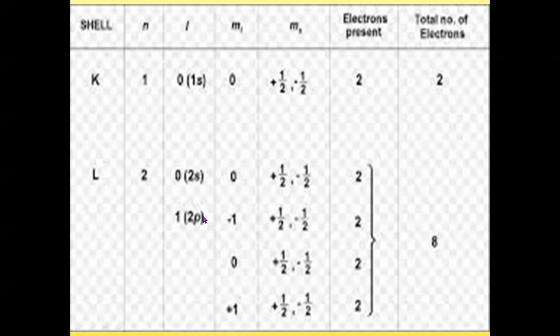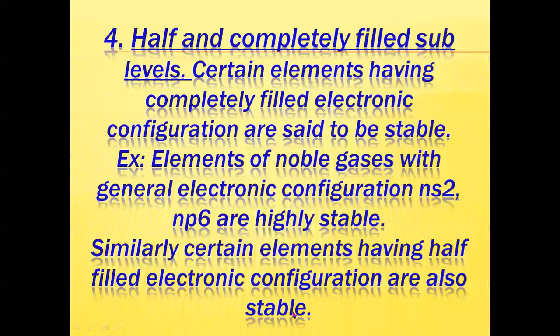So if it is completely filled, meaning 2p6, in the case of 2p6, we will have for the first orbital n equal to 2, L equal to 1, m equal to minus 1, and s equal to plus half and minus half. In this way, m is equal to 0 for the second orbital, again two different values for s, and for the third orbital m is equal to plus 1 and two different values for s.